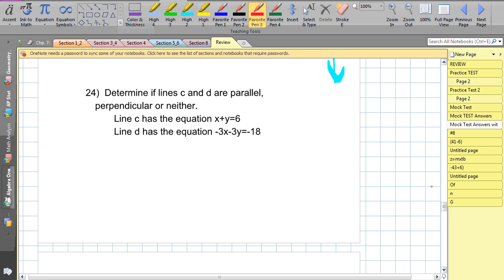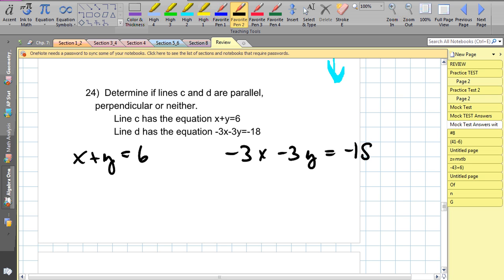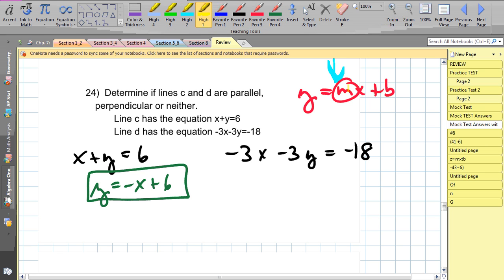The last one in here is C and D. We want to see if C and D are parallel, perpendicular, or neither. But the problem here is these are not in nice formats. These are in standard form. So I'm going to take each one of these equations and try to rearrange them so that we have a nice form such as y equals mx plus b, so we can analyze our slopes. In this case, I'm going to move the x over. It's negative x plus 6. The 6 is not really bothering me right now. What I'm really analyzing is that the slope of that line is negative 1. Over here, I'm going to keep the y's on that side for now, and move the 3x over. It becomes a positive. Whoops, that's a negative 18.